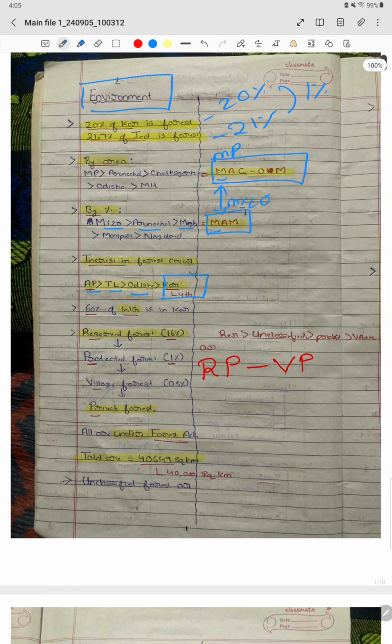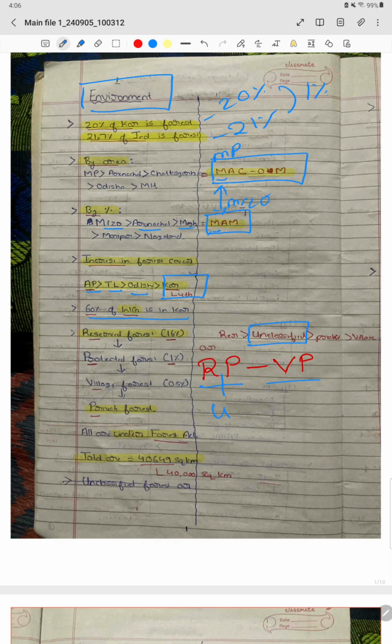Then another important fact, 60% of the Western Ghats is in Karnataka. Then they will also ask to arrange the types of forest found in Karnataka as per the percentage. Here the code is RPVP. If they include the unclassified forest, it will come second, RUPVP, or generally it is RPVP. So maximum is reserved forest, then protected forest, village forest, then private forest.